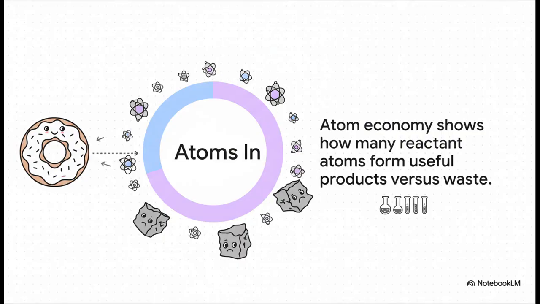Let's think about it like this. Imagine all the atoms you start with are the ingredients for making a donut. Atom economy asks, what percentage of those ingredients actually end up in the delicious donut, our desired product? And what percentage ends up as useless crumbs and offcuts that just get thrown away? A reaction with a high atom economy gives you more donut and less waste.